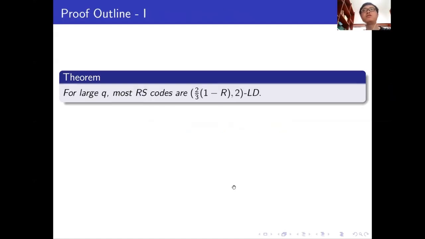Due to the limitation of time, I will only give a proof outline of this result. Recall that an RS code is defined by its evaluation vector alpha. We say that the evaluation vector alpha is bad if the RS code defined by it does not have this list decodability.